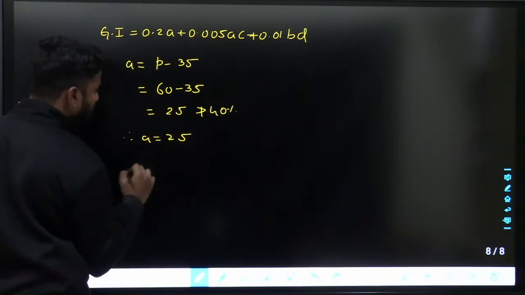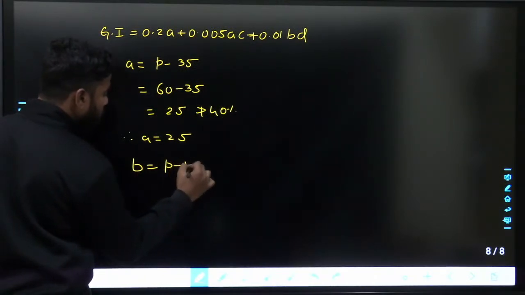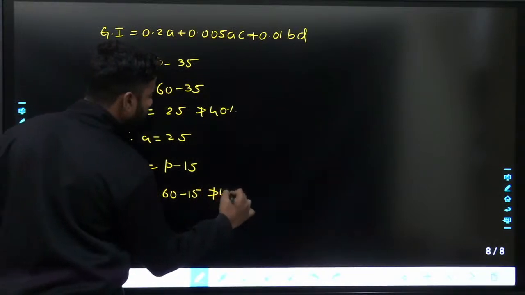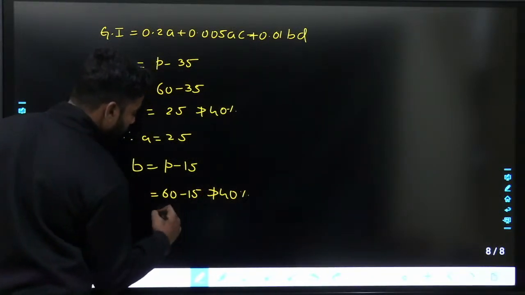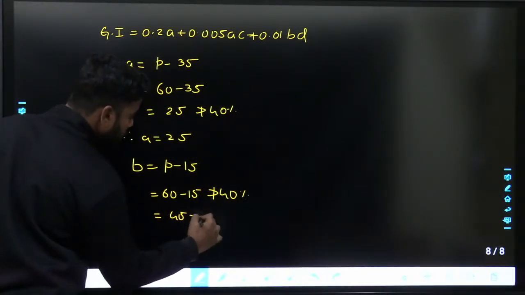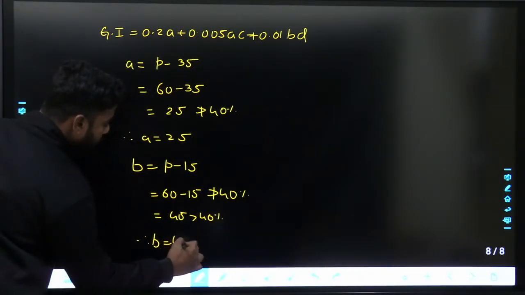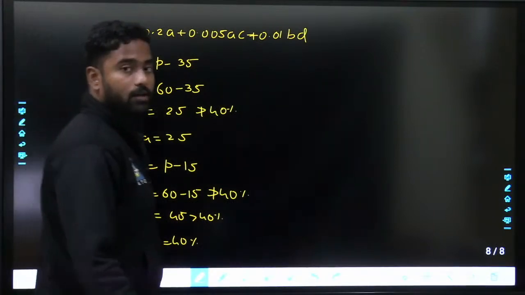Fine. B equals P minus 15. P is 60, minus 15. I said it should not be more than 40%, right? You will get 45, which is more than 40%. Therefore, B equals 40%. You will restrict B to 40%.